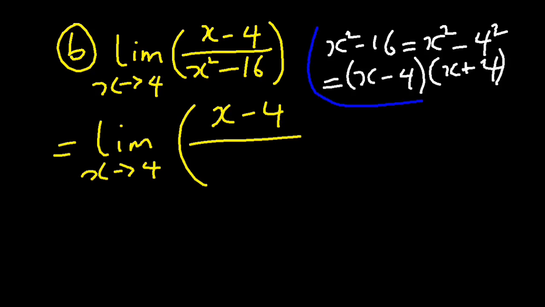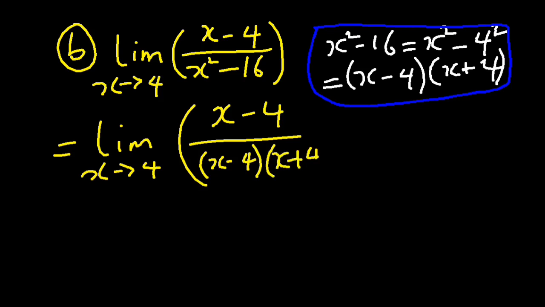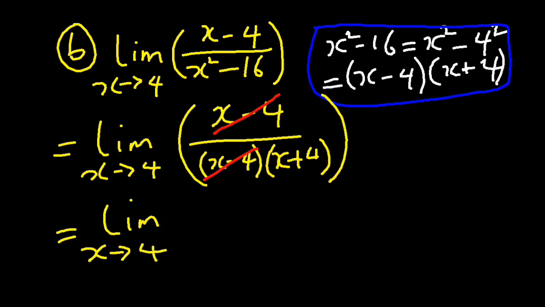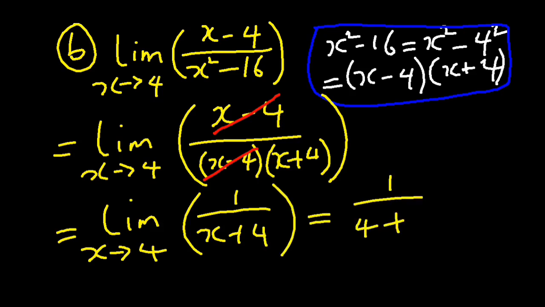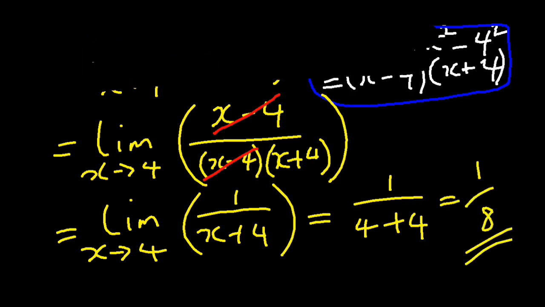Now we have x minus 4 over x minus 4 into x plus 4. So x minus 4 will cancel each other. So it's left the limit when x tends to 4 of 1 over x plus 4. Now let's substitute. We have 1 over 4 plus 4 is equal to 1 over 8. This is the answer for this limit.